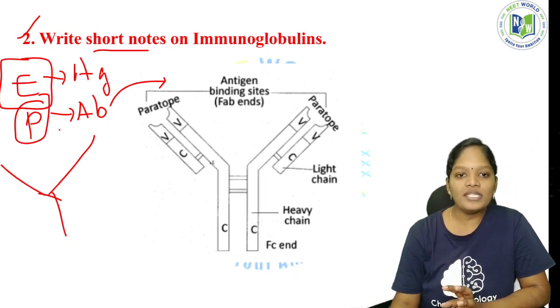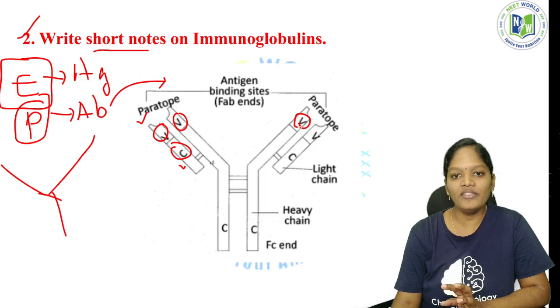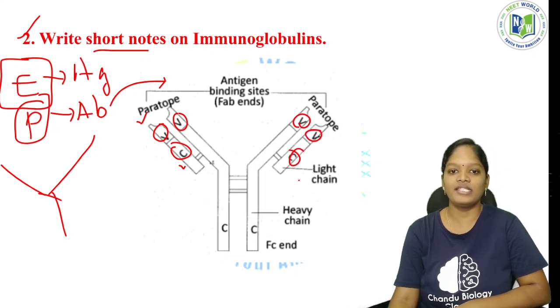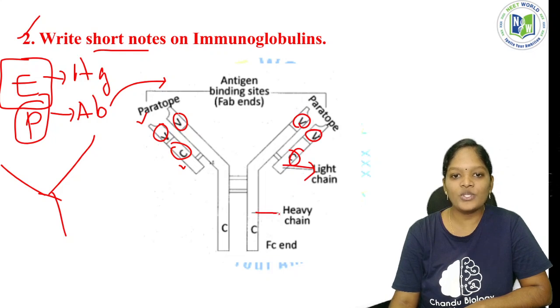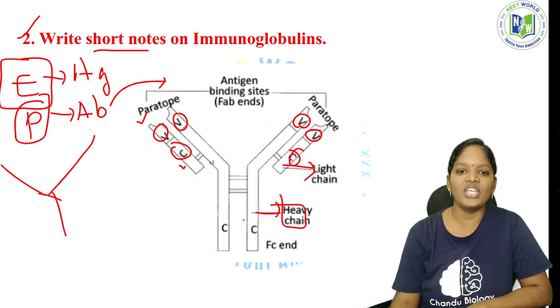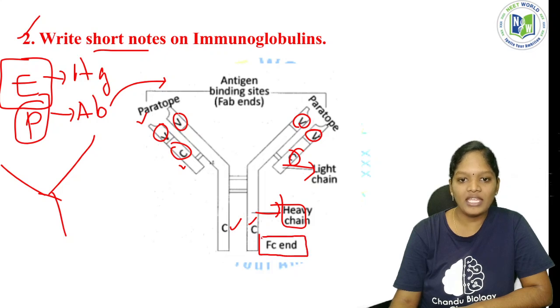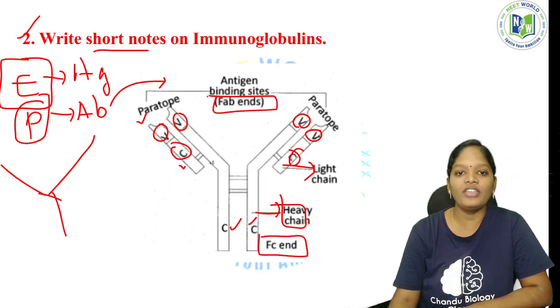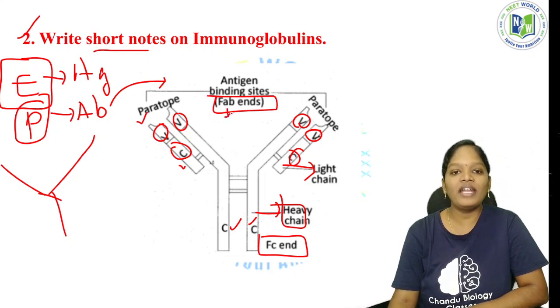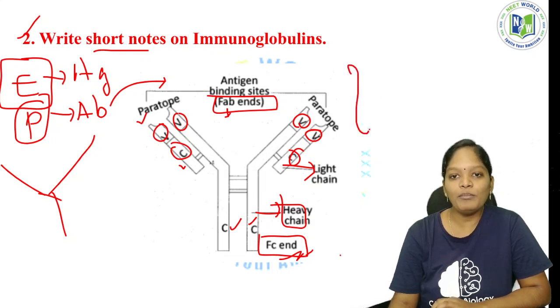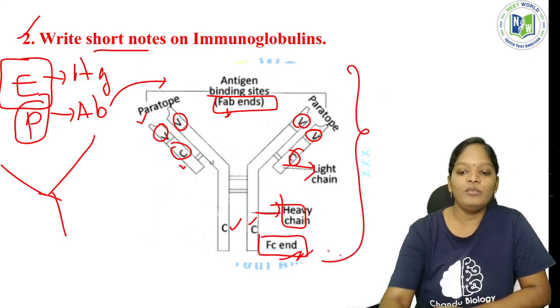Now see, this is a paratope. We have a variable region and a constant region. V stands for variable, C for constant. This is called the light chain and this is called the heavy chain. In the heavy chain there is only the C region, while in the light chain we have both V and C regions. This is called the Fc end and this is called the Fab end, the fragment of antigen binding and the fragment of the constant region. These are all the important parts present in the structure of immunoglobulins.